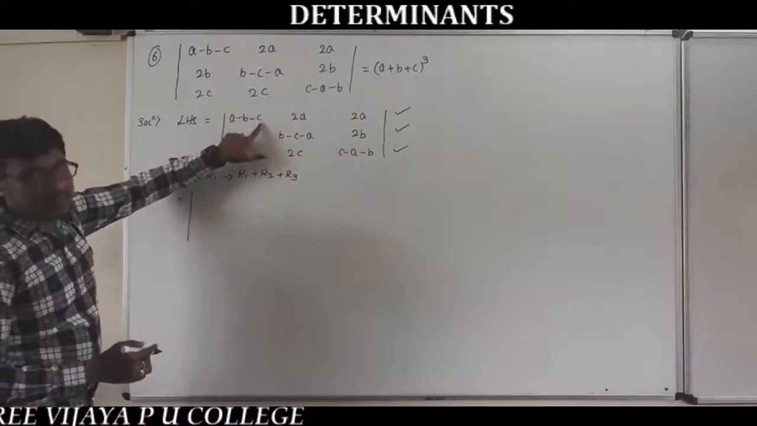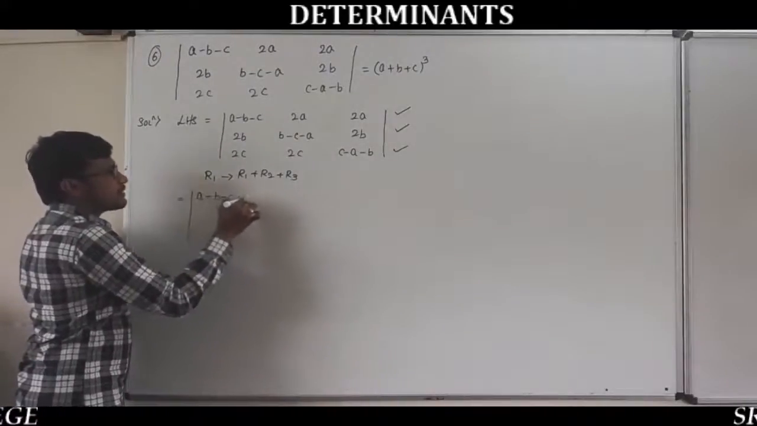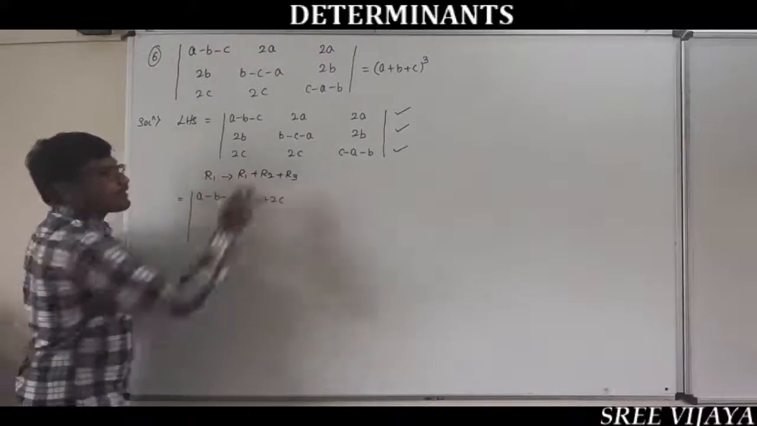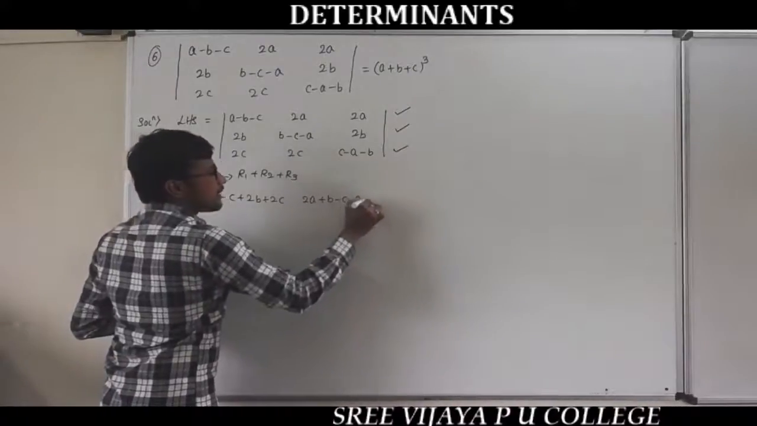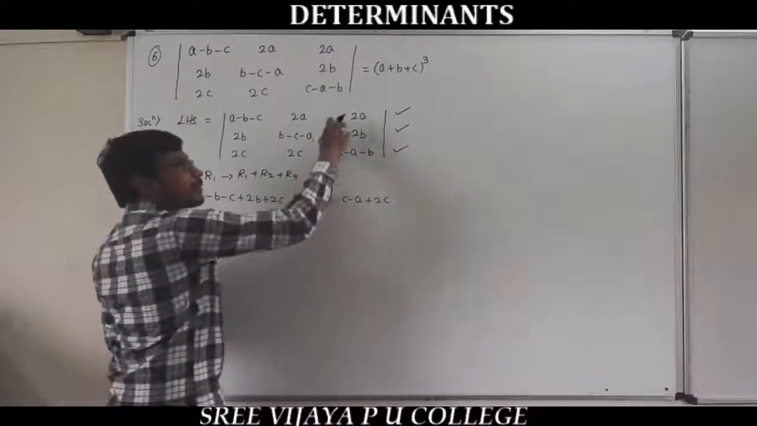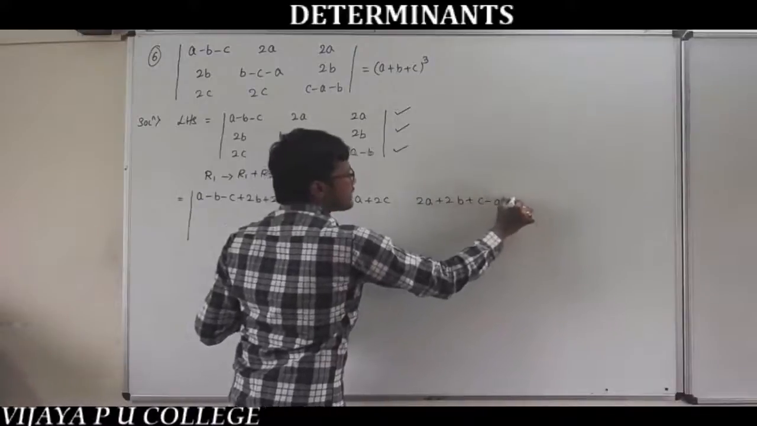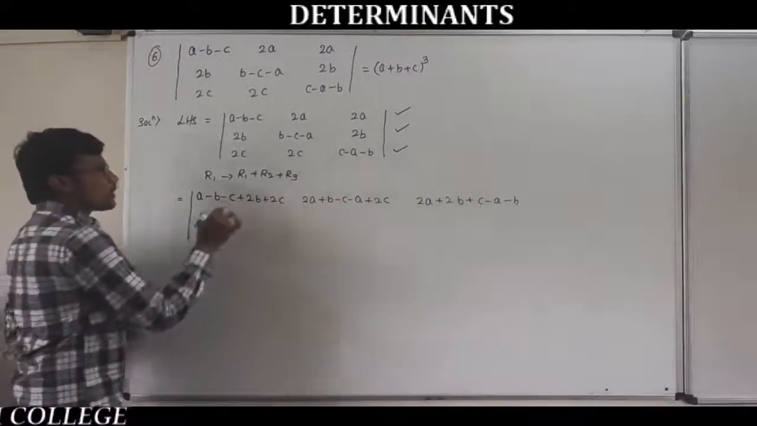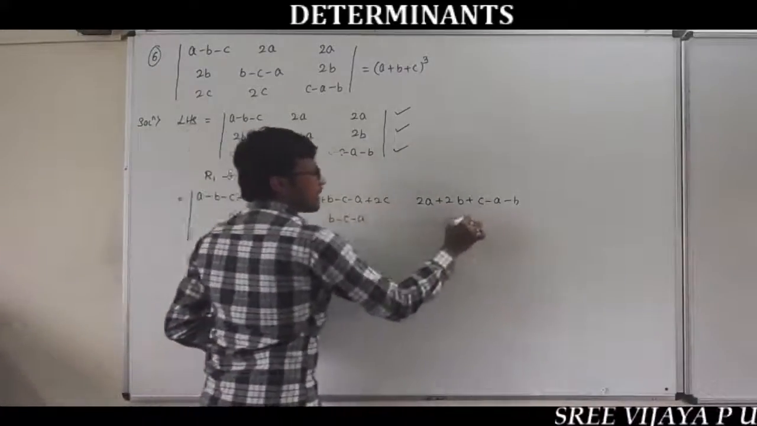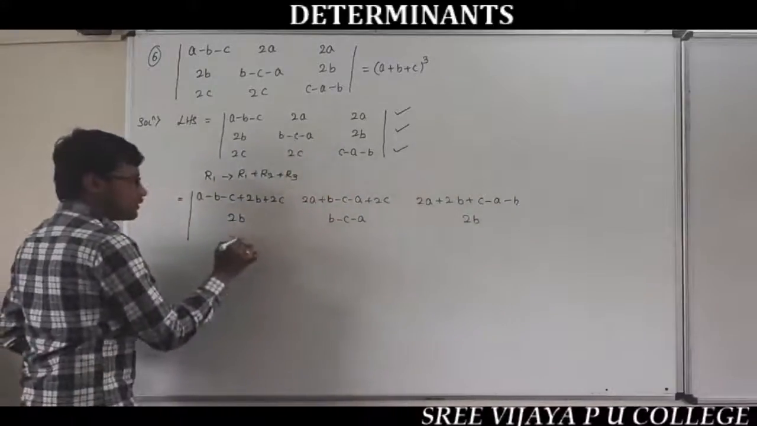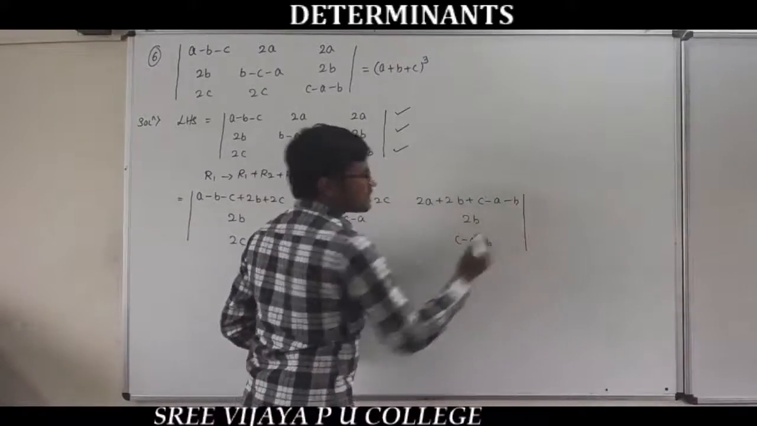A minus B minus C plus 2B plus 2C. Next, 2A plus B minus C minus A plus 2C. Then 2A plus 2B plus C minus A minus B. So this is R1. What about R2? R2 and R3 as it is: 2B, B minus C minus A, 2B; 2C, 2C, C minus A minus B.